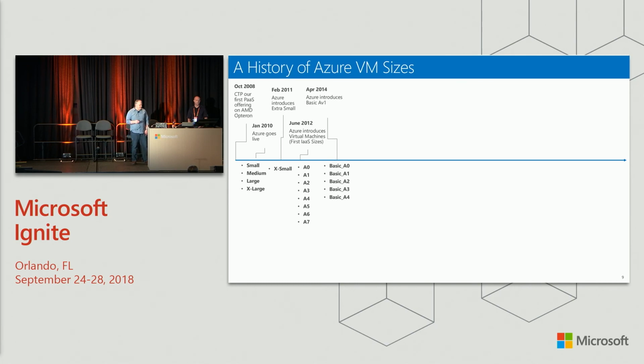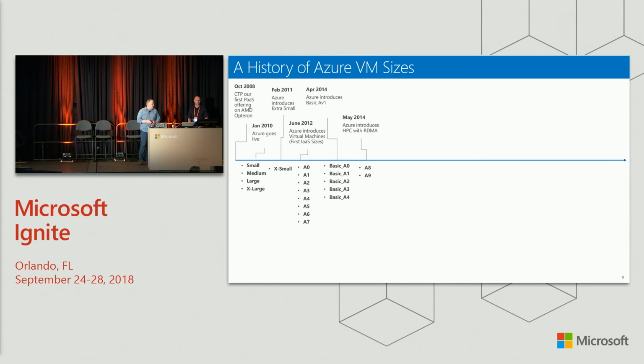We then, a few years later, added these things called basic VMs. Basic VMs are not heavily used today, but at the time, the Azure A series was a little more powerful than the competition, and so we introduced the basic at a little bit lower price point that had the same processing power as the A0, A1, A2, to have that kind of similarity across the different offerings in the cloud.